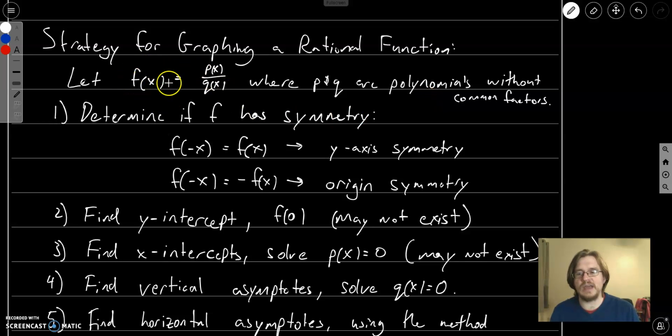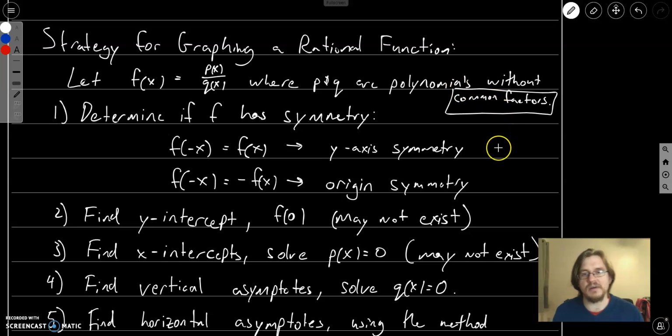So let's assume that we have a rational function, a polynomial divided by a polynomial, and we're going to make one big assumption: that the top and the bottom don't have any common factors. If they do have common factors, we'll just have to reduce the fraction until they don't. So the first step is to see if there's any symmetry. See if there's y-axis symmetry or origin symmetry. If there's symmetry about the y-axis, this means that we have an even function. And if there's symmetry about the origin, this means that we have an odd function.